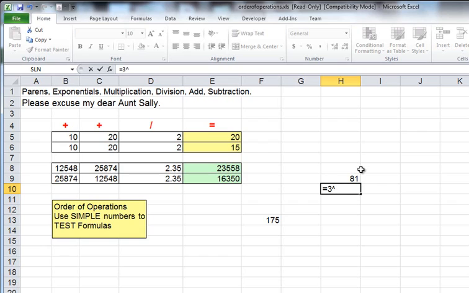That's going to give you what's called a caret. And then type in the exponent, which we want it to do this 4 times. So it's 3 to the power of 4. And then press enter. And you see 3 caret 4.